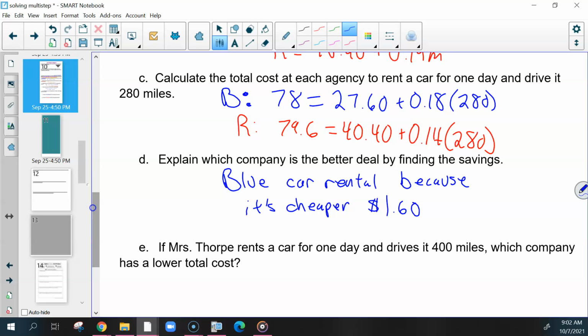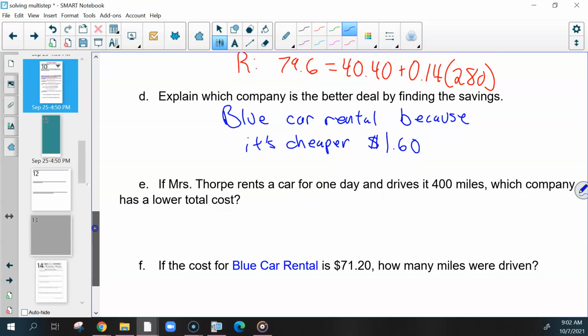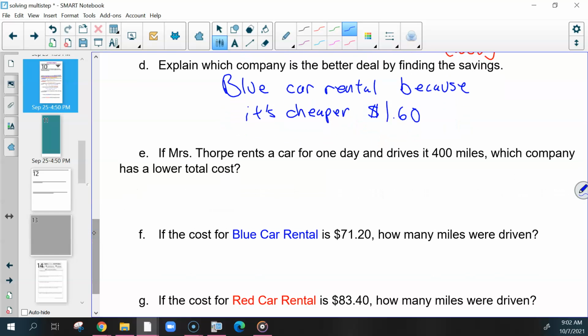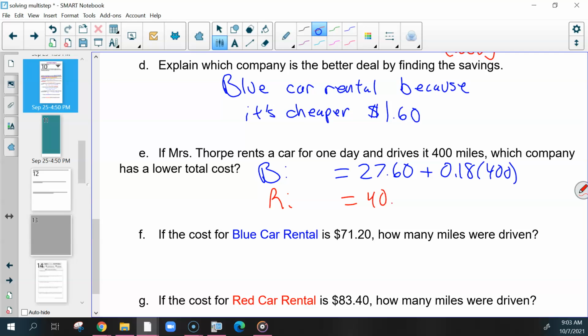So for E, we just change the miles from 280 to 400, right? Yes. So for part E, it's the same thing except for the miles. Which one do you think is going to be the lower cost? Okay, so put it in your calculator and figure that out.